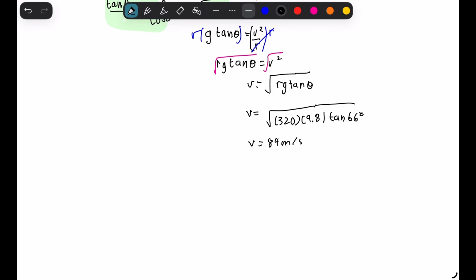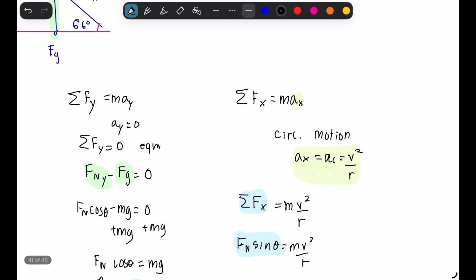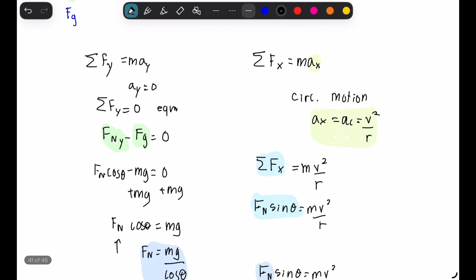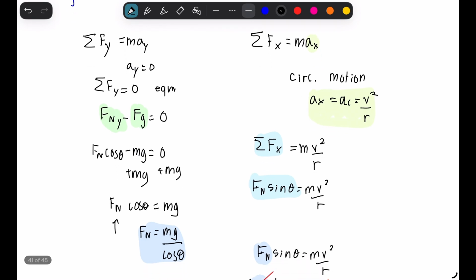So on a frictionless banked curve, what we saw was that the vertical component of the normal force balances the car's weight, and the horizontal component of the normal force provides exactly the centripetal force that we need to turn.